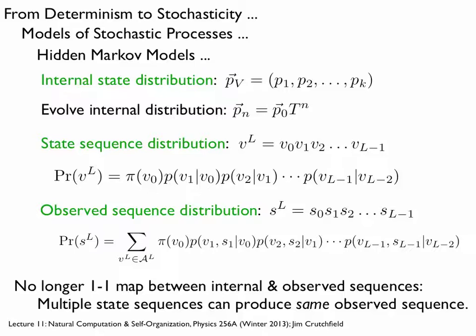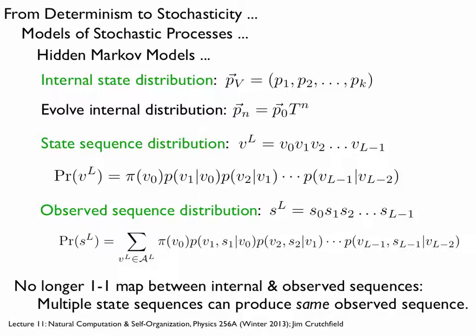Now, say this was a binary alphabet, and I'm looking at strings produced over A's and B's. I might have a particular sequence, B-A-B-B-A. Notice the sum here: I have to calculate, starting in all possible states, the sequences of state transitions that would produce that observed sequence. In other words, for a given observed sequence, there could be many internal state sequences that could produce it. I'll give you some examples, but this is the main difference.